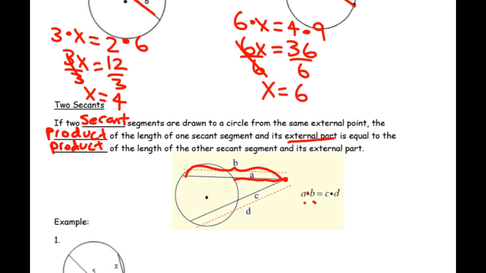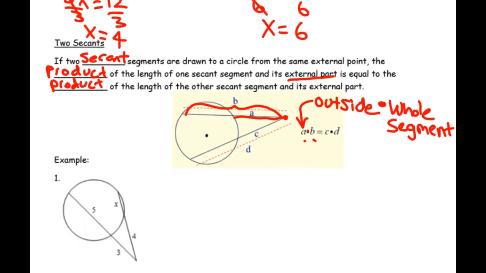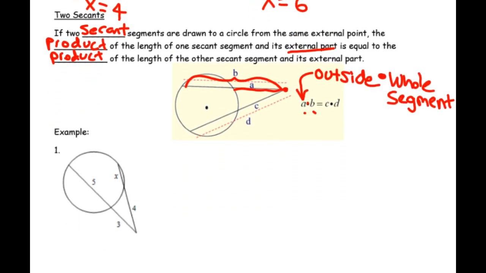Again, I'm going to try to make this in our own words here. What you're multiplying is outside times the whole segment. The outside part of the segment times the whole segment. Okay, so if you get that mixed up, it'll mess you up. So let's look at this example.